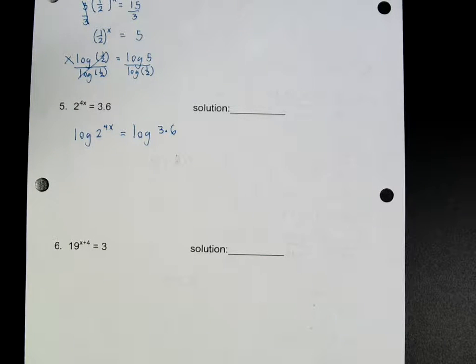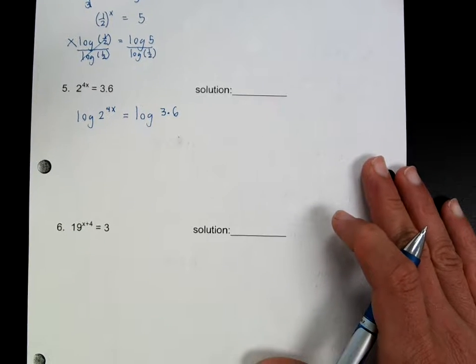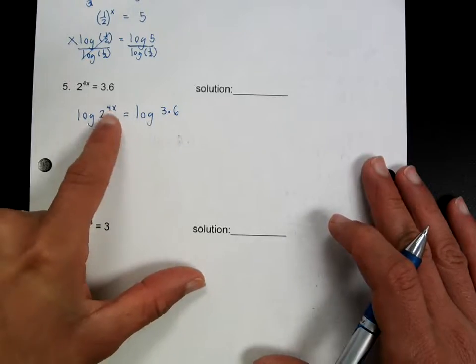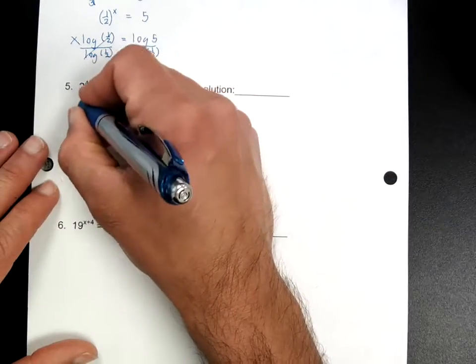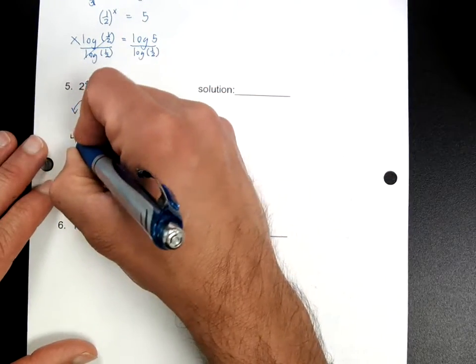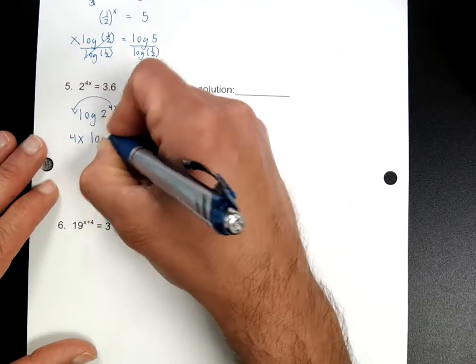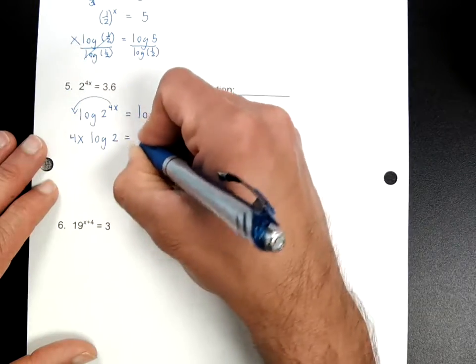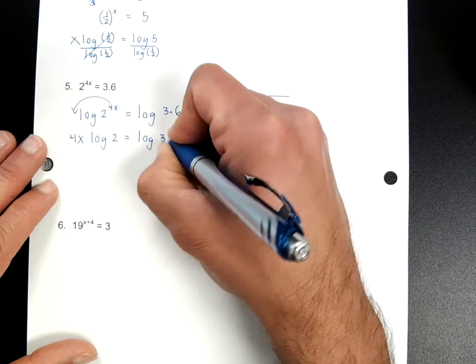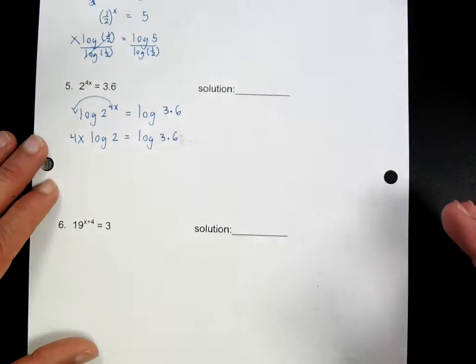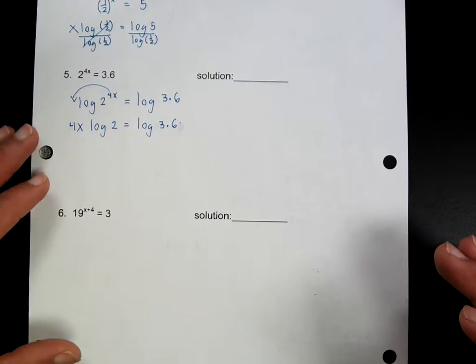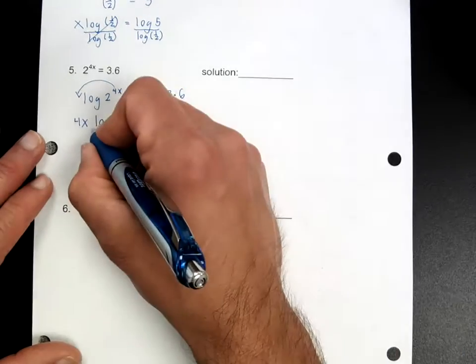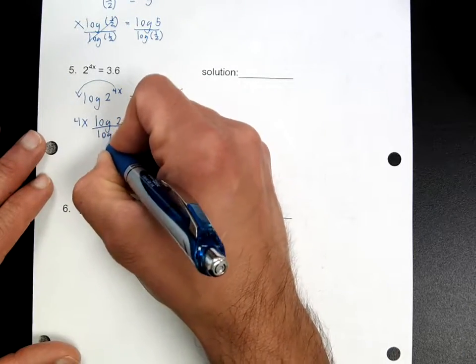Now remember, the only reason that I want to use that logarithm is that now I can solve for this 4x. So I'm going to bring that to the front. So I have 4x log of 2 is equal to log of 3.6. Now remember, my goal is to isolate that x. I want to get that x by itself. So I'm going to divide both sides by log of 2.